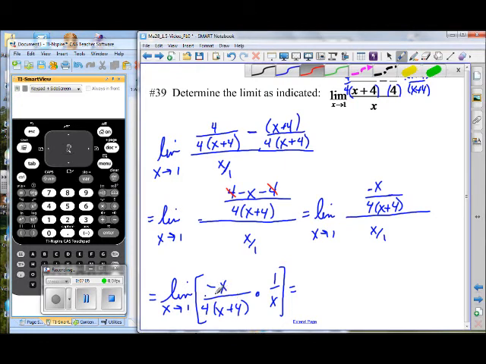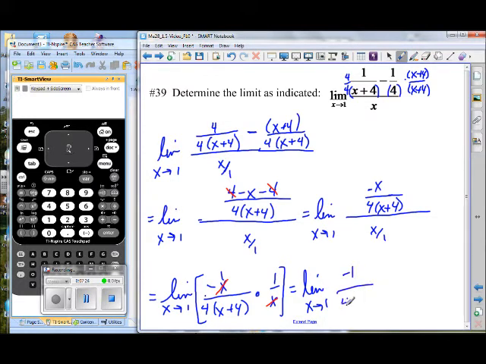Okay. I also see that I've got a common factor in the numerator and denominator, so I'll eliminate those. And I end up with the limit as x approaches 1, negative 1, because that's what's left here, times 1. Right there is negative 1, divided by 4, the quantity x plus 4.